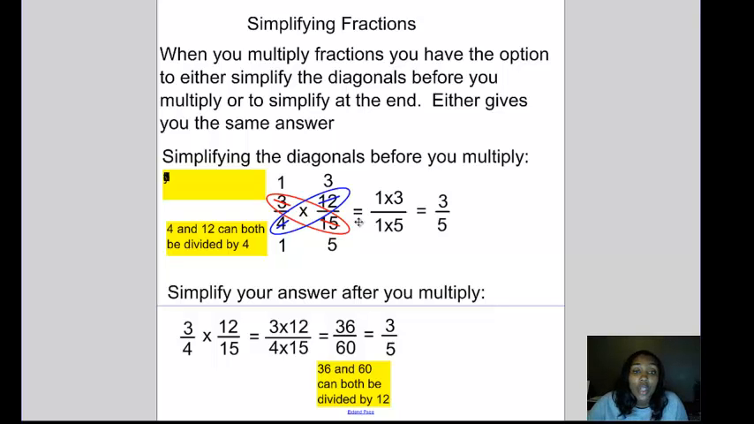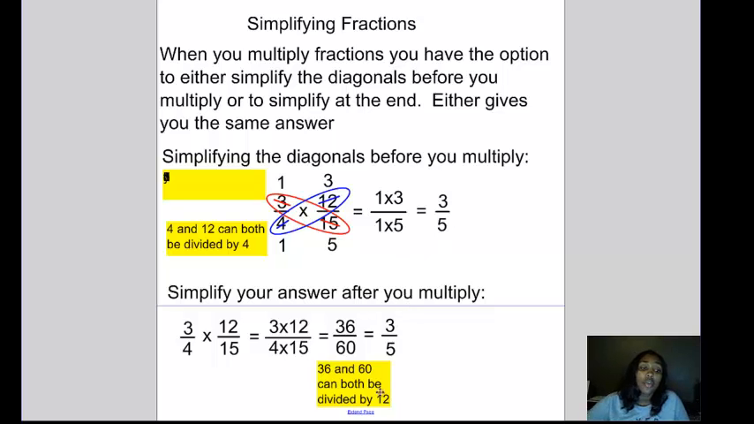Then I can do top times top over bottom times bottom. Now my top two numbers, instead of being 3 and 12, are 1 and 3, so I have 1 times 3. And my two bottom numbers are now 1 and 5, so I have 1 times 5. So when I do top times top over bottom times bottom, I do 1 times 3 over 1 times 5, which gives me an answer of 3/5. And then we always want to check to see if our answer is in simplest form.